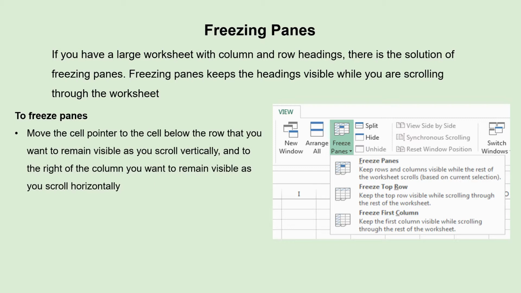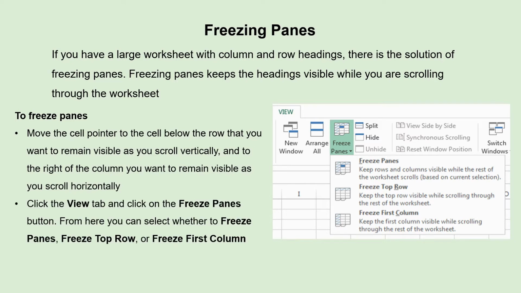To freeze panes, move the cell pointer to the cell below the row that you want to remain visible as you scroll vertically, and to the right of the column you want to remain visible as you scroll horizontally. Click the View tab and click on the Freeze Panes button. From here you can select whether to freeze panes, freeze top row, or freeze first column.